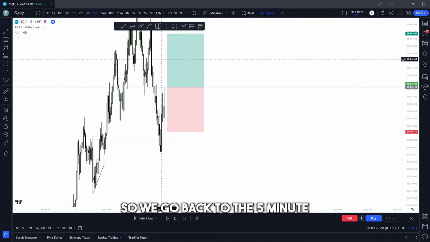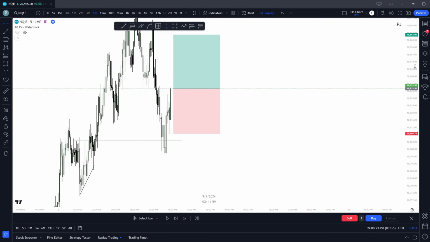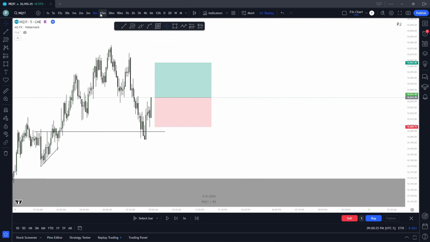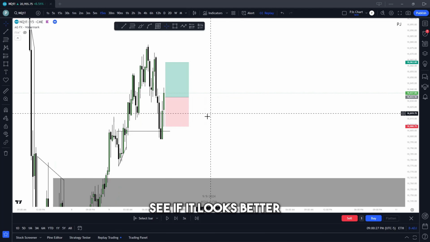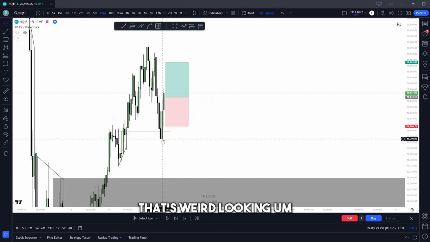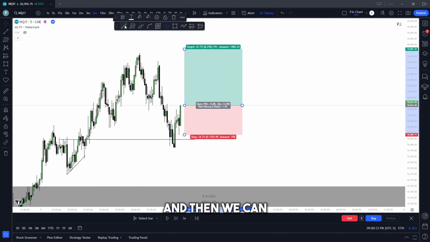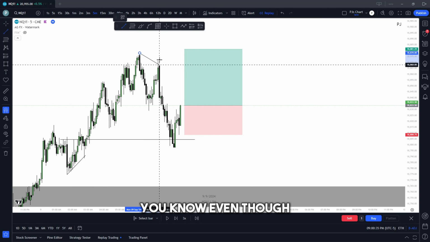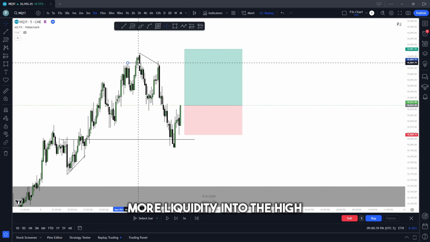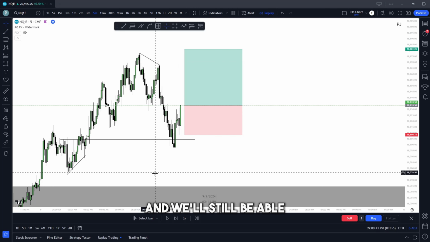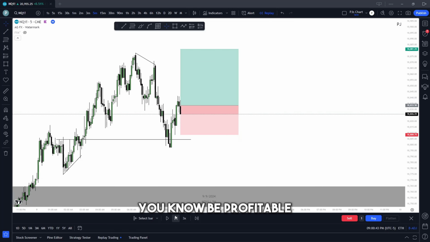So we go back to the 5 minute. Let's just go to the 15 minute, see if it looks better. Wow, that's weird looking. But we'll just still take it for example, right? And then we can see our low resistance. Even though we ran out the high here, we've induced more liquidity into the high, and we'll still be able to take the trade and be profitable with it.